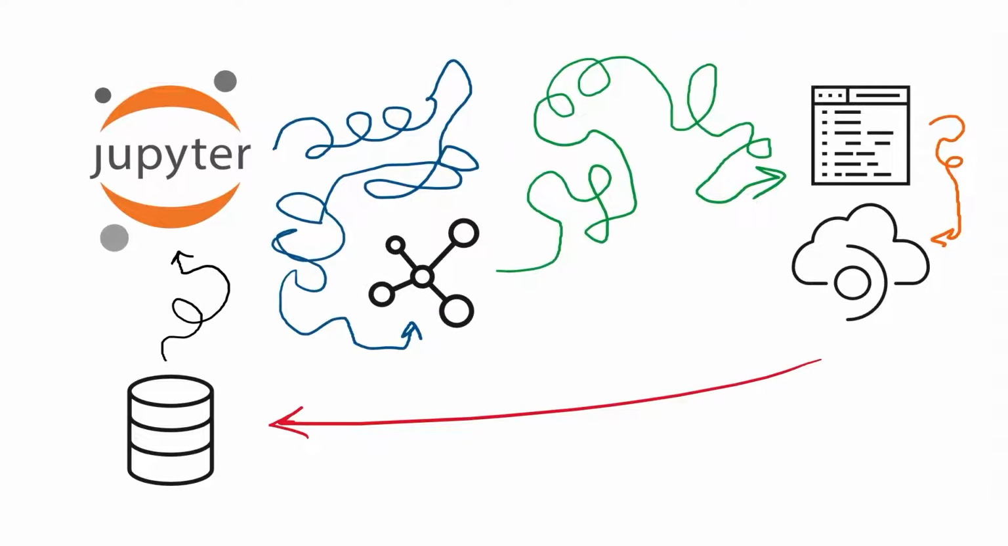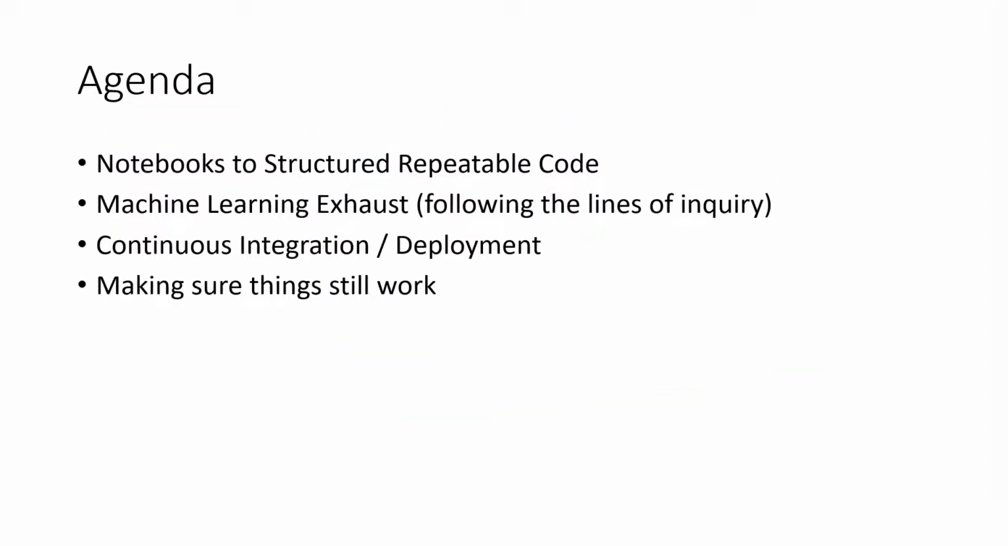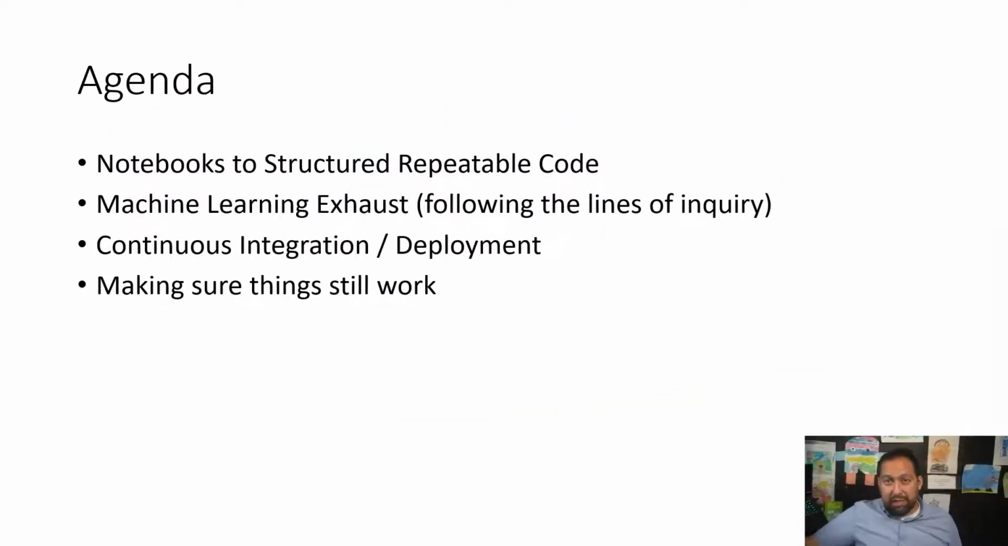Now, here is our agenda for today. We're going to talk about 4 specific tips. I don't do them all the way perfectly, but I want to just motivate them, if that's okay. I want you to see how I did it myself in this toy problem, and how you might have some ideas. We're going to talk about notebooks to structured, repeatable code. We're going to talk about the machine learning exhaust, or following the lines of inquiry. We're going to talk about continuous integration and deployment. And then we're going to talk about making things actually still work.